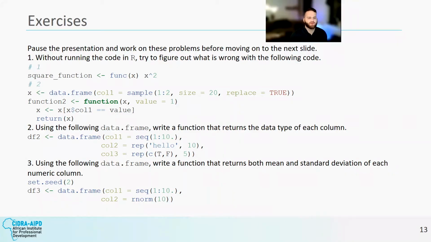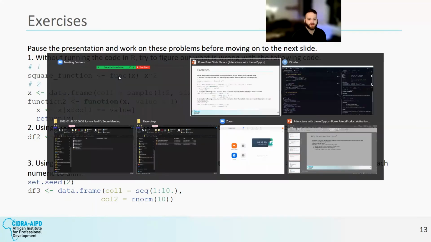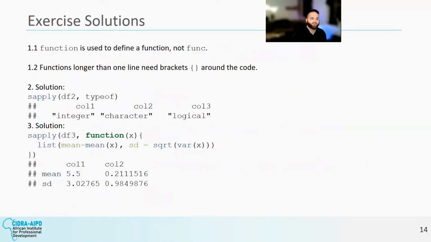Okay, let's take a look at the solutions. So for problem 1, we wanted to look at this code without running it in R and figure out what the mistakes are. So for the first part, we're defining a function that squares a number. And if we look at the definition, we use func instead of the function keyword. So if we use function, that will work.